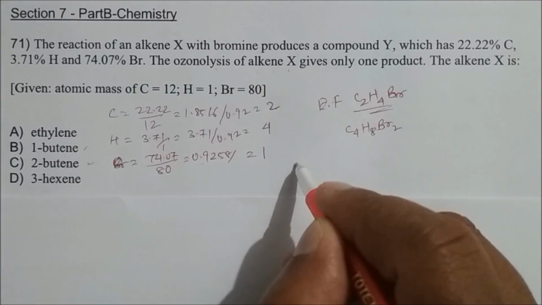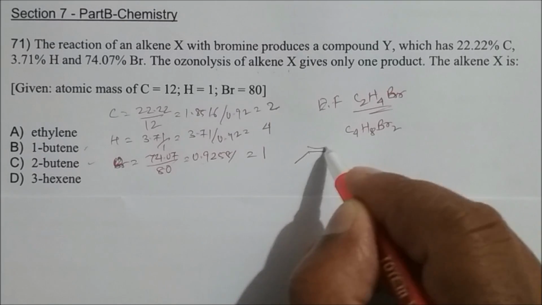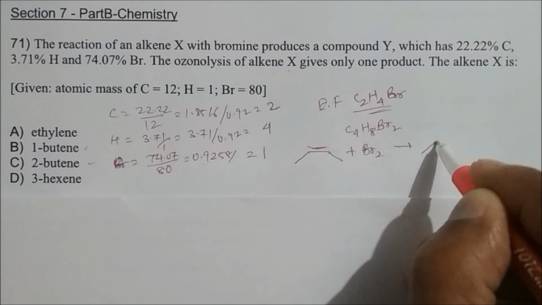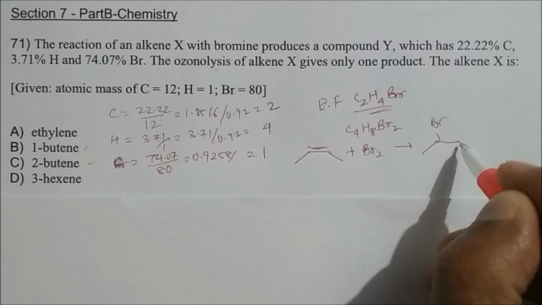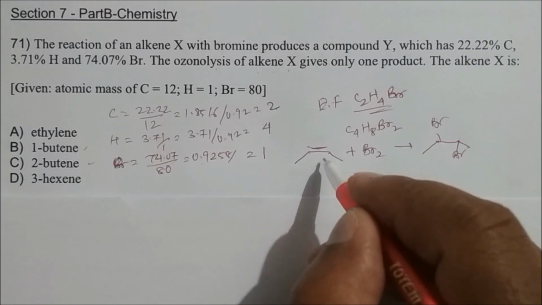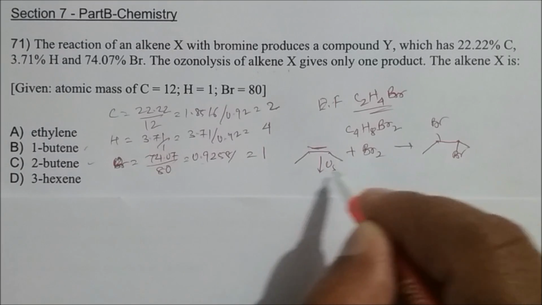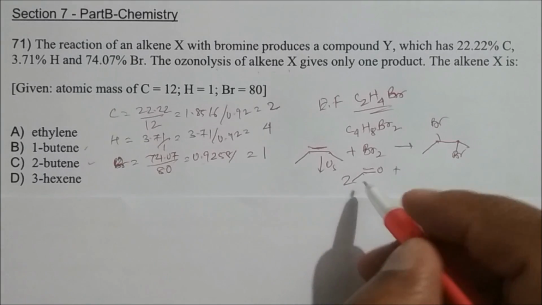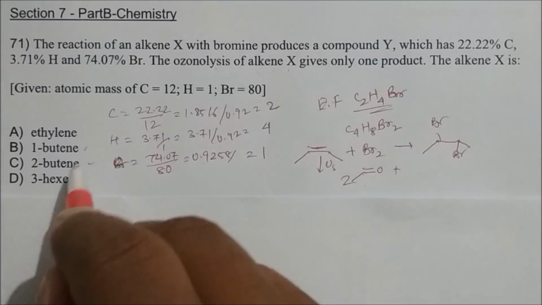So definitely if you take this butene double bond, and if you add this Br2, we will get the compound here, with 1 Br on this side and 1 Br on this side. So definitely if you do ozonolysis here, you will get 2 molecules of, you can say, ethanal. So definitely C is the correct answer.